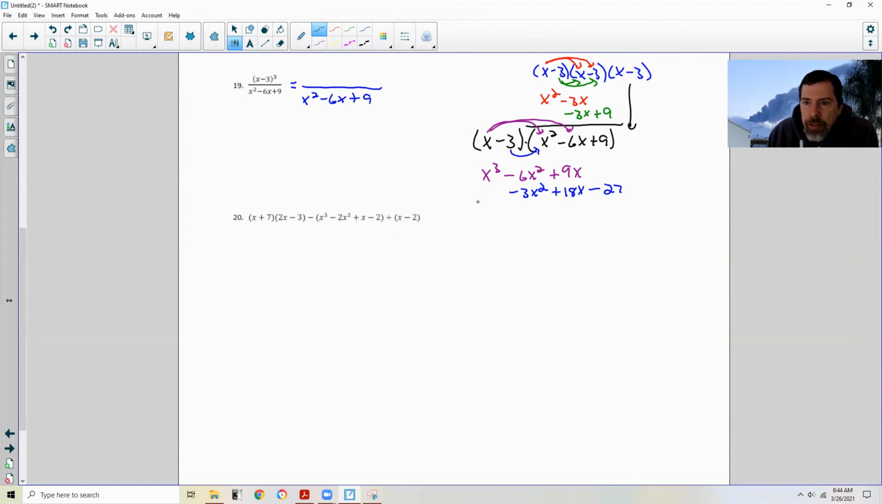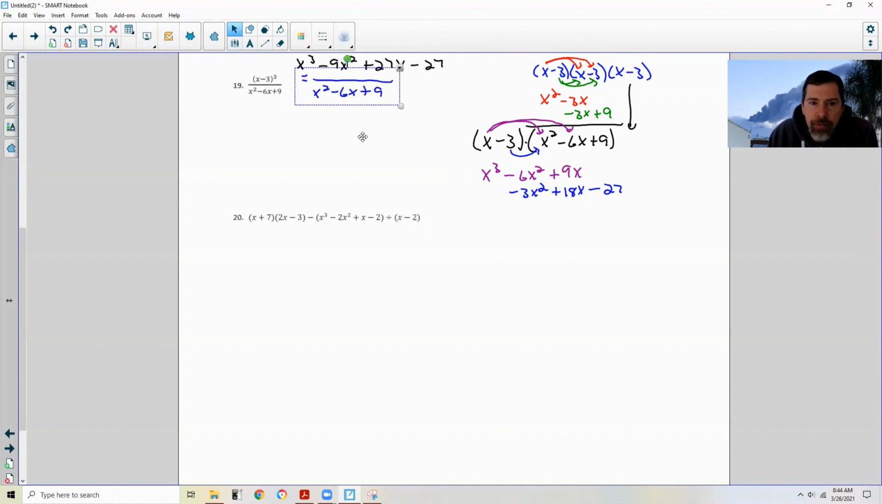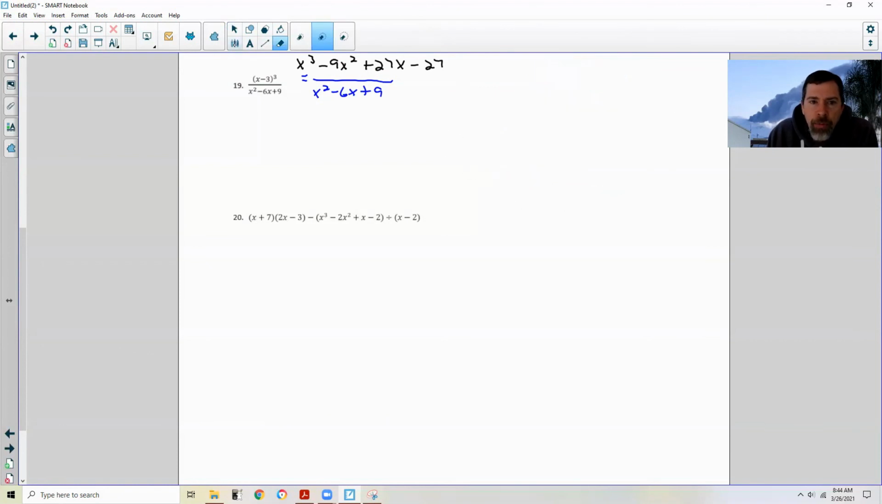Okay, so finally, when I get that done, I'm going to end up with x cubed minus 9x squared plus 27x minus 27. Whew. Okay, this is going to be my numerator right here. Let me just put it like this just to save time. So now I have x cubed minus 9x squared plus 27x minus 27 divided by this. All right, so now let me just erase this, and we're going to focus on this: x squared minus 6x plus 9.